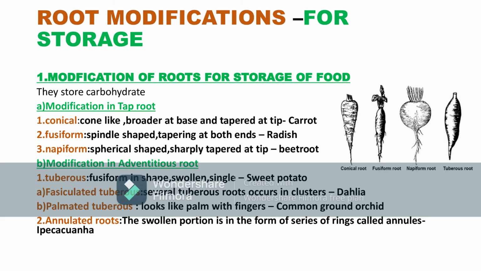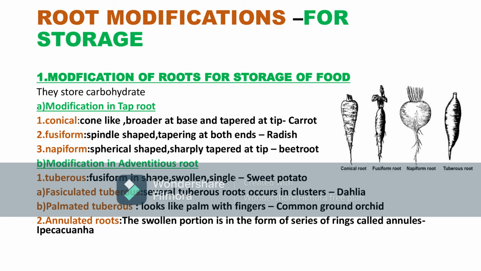Roots are modified for various purposes. First, we'll see the modification of roots for the storage of food. Roots store carbohydrates. Here, the taproot system shows three modifications: conical, fusiform, napiform. Conical: cone-like, broader at the base and tapered at the tip. Example, carrot. Fusiform: spindle-shaped, tapering at both ends. Example, radish. Napiform: spherical, sharply tapered at the tip.